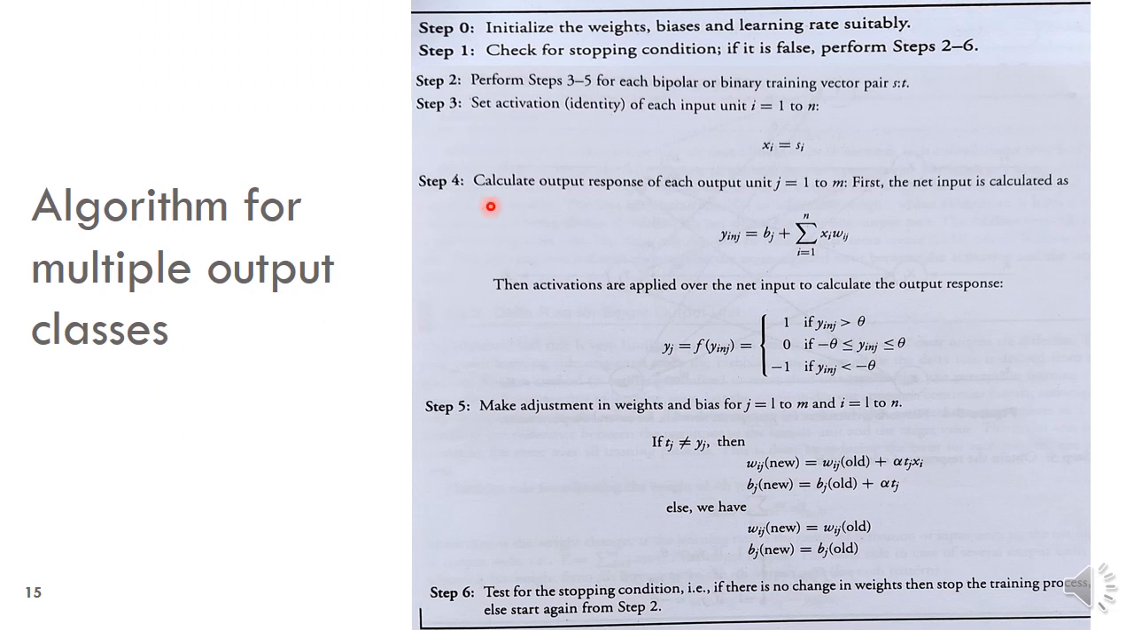Now let us consider the algorithm for finding out the output of a perceptron network with multiple output classes. It is just a generalization of the previous algorithm. The steps remain the same. Initialize the weights, bias and learning rate values. Perform the following steps till the stopping condition is false. Then what are the steps to be performed? That is, for each bipolar or binary training vector pair s colon t, first apply the training vector input to the input activations x_i. Then calculate the net input y_in_j for each output class. Then calculate the output y_j for each output class using the activation function. Then compare the target output of each output class with the calculated output of each output class and perform the weight updations accordingly. So this is how we can perform the calculation for multiple output classes.